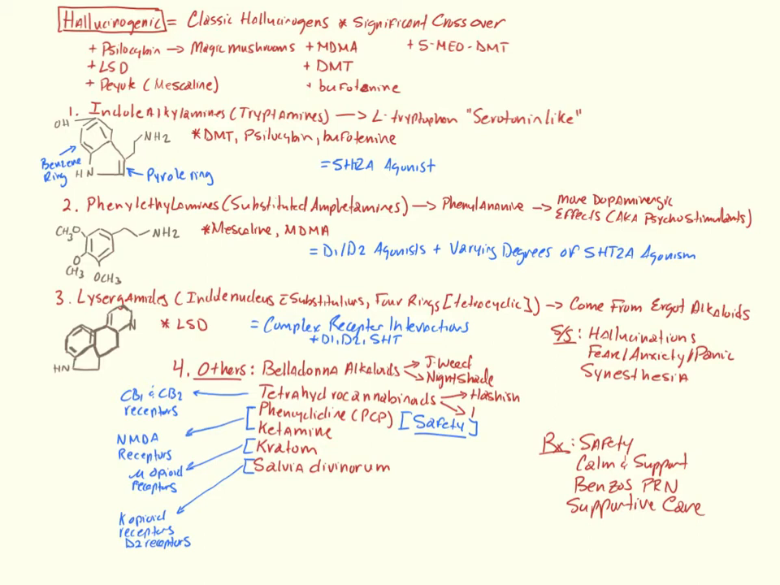And these have a little more dopamine effects. They're more dopaminergic. They do have serotonin effects, but there are some dopaminergic effects as well. They affect dopamine pathways like amphetamines do. And these come from the amino acid phenylalanine as opposed to L-tryptophan. And so you only have one benzene ring here. You have your benzene ring and then your amine side chain there.